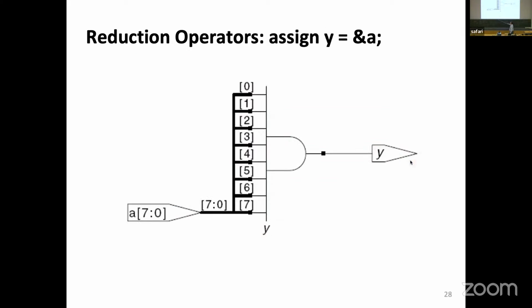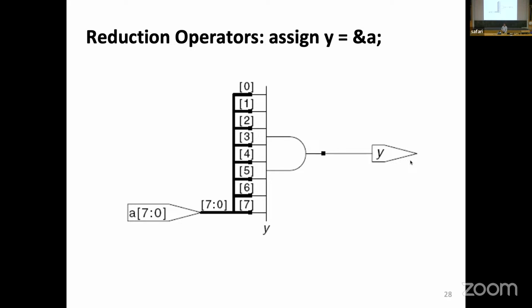And so this is how it will look like. You have an 8-bit input, A7, A6, A5, A4, 3, 2, 1, 0, go into a gigantic AND gate, and the result is a single bit. Meaning that the result will only be 1 if all those individual bits are 1. Super useful.